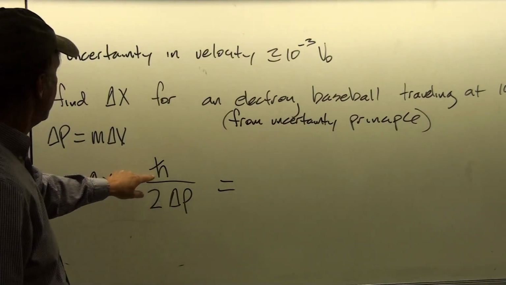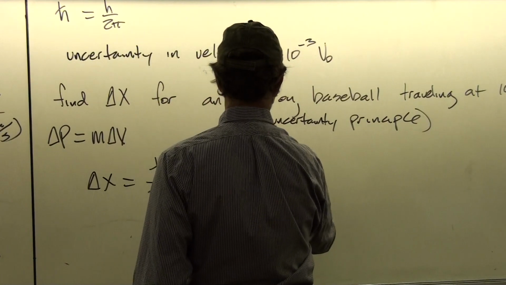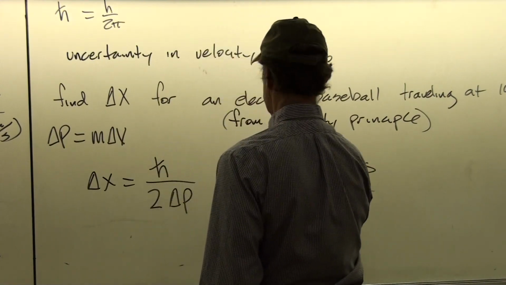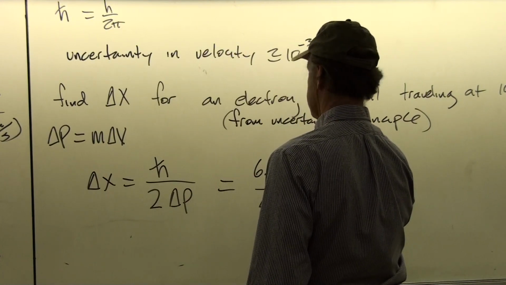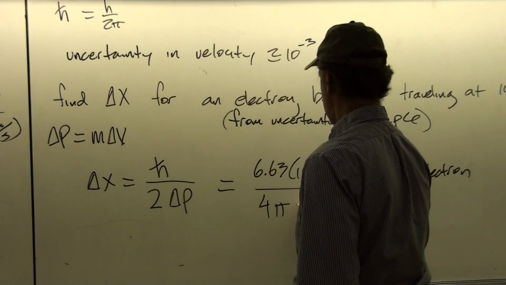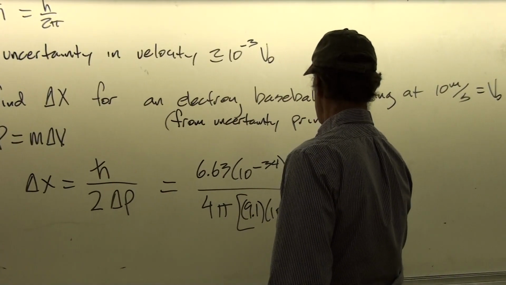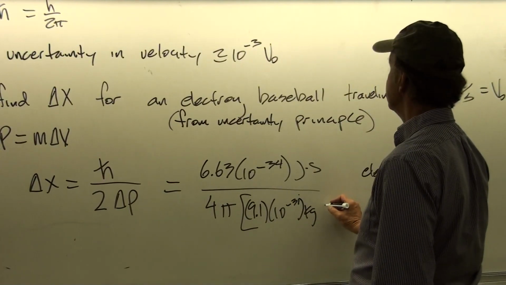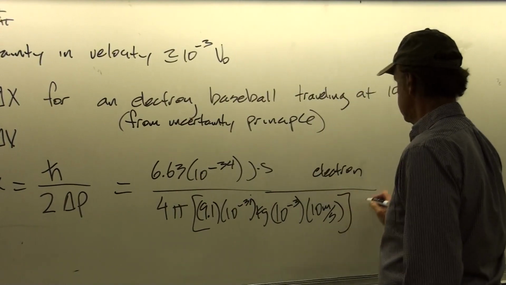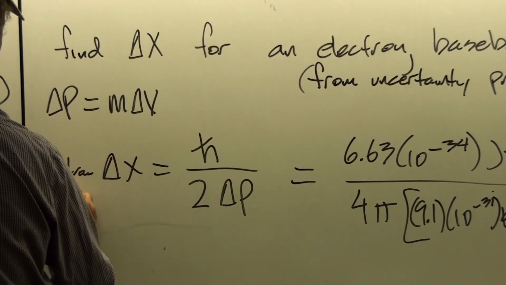All right, remember H bar is Planck's constant over 2 pi. This is going to be Planck's constant, H, 6.63 times 10 to the minus 34 joule seconds, divided by 2 times 2, which is 4 pi, times delta P. That's going to be the mass, 9.1 times 10 to the minus 31 kilograms, times delta V. Delta V is 10 to the minus 3 times V naught, which is 10 meters per second. This is for the electron at 10 meters per second.